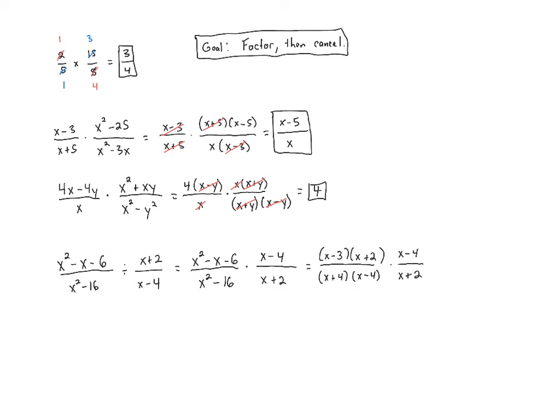And at this point, we have some canceling that we can do. We notice that there's an x minus 4 in the bottom and the top, and also an x plus 2 in the top and the bottom. So we can cancel those out. And once we've done that, we're left with x minus 3 in the numerator and x plus 4 in the denominator. So the only difference when we're doing a division problem is that we have to change it to a multiplication by flipping the second fraction, and then we can continue with our factoring and canceling.